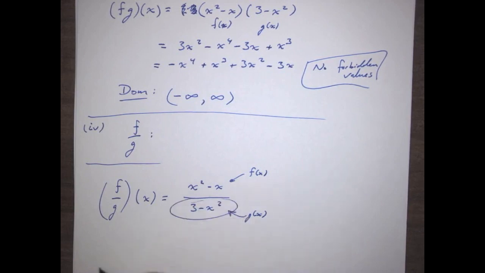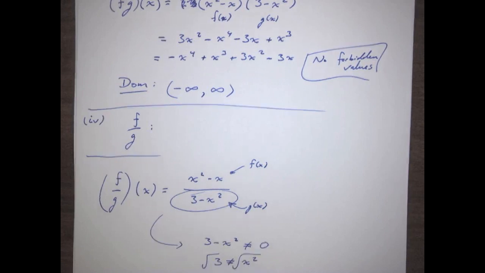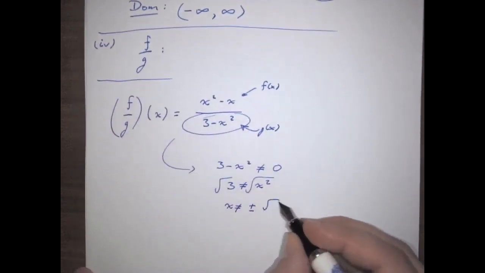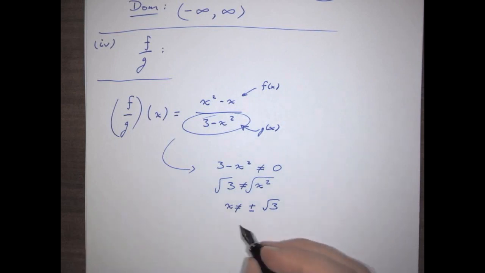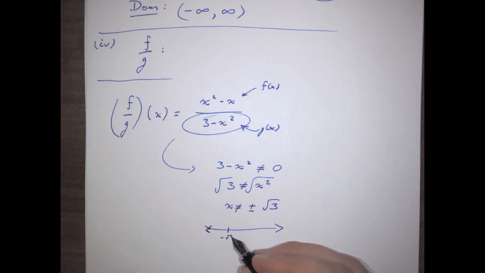However, as far as the domain is concerned, we now are dividing by something, so we now have to worry about something. So 3 minus x squared should not equal 0. And what that means then is that 3 should not equal x squared. And then that means if we take the square root of both sides, that x should not equal either positive or negative square root of 3. So that's going to be the domain. So we need negative square root of 3 and positive square root of 3 to be excluded.